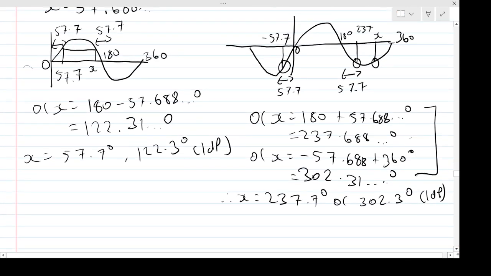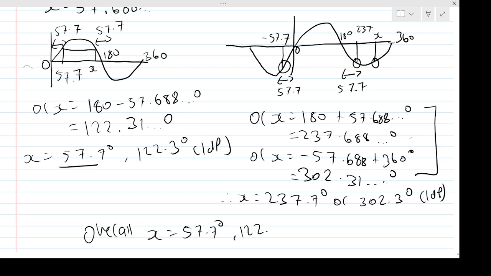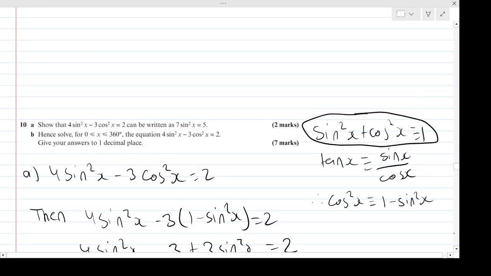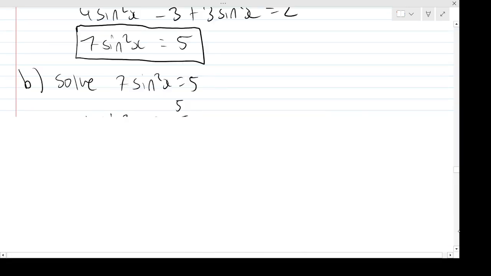So if we combine the two overall, so if you get the overall solutions then, we have x is 57.7 there, 222.3 or 237.7 or 302.3 there. Okay, and there we are. Cool. Those are all the solutions between 0 and 360. Cool. Yes, to one decimal place. Okay. Cool.